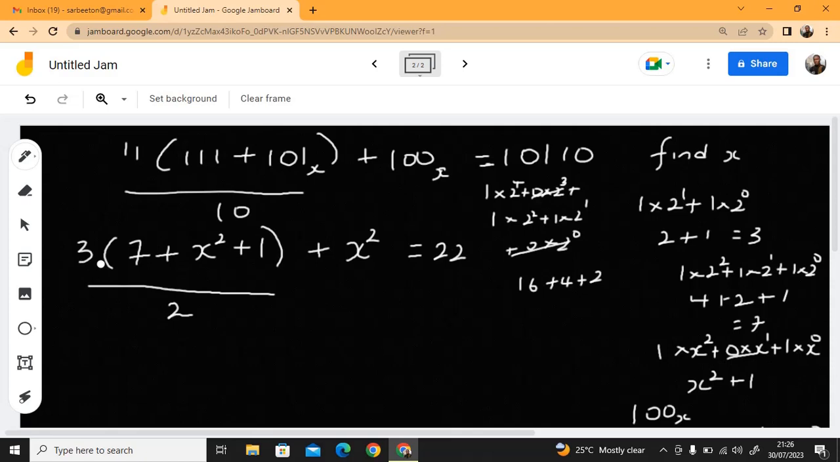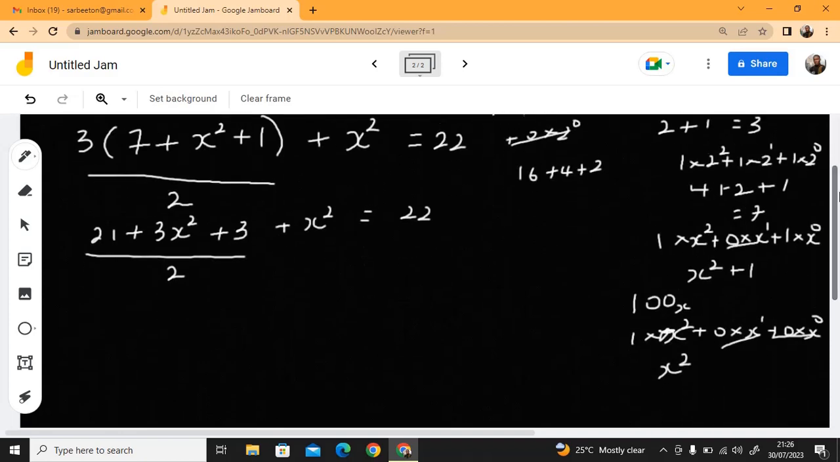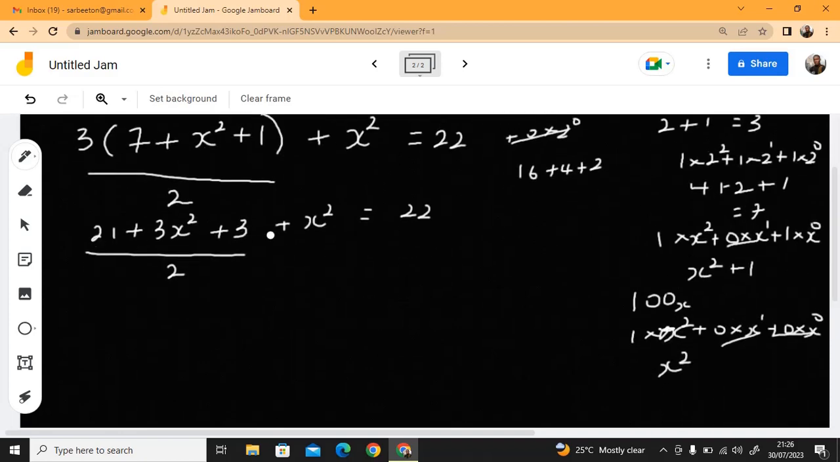So let's expand this thing. 3 times 7 is 21 plus 3 times x squared is 3x squared, right? 3 times 1 is 3. All over 2 plus x squared is equals to 22. Now you can still go further. Let's collect like terms at the top. That is 21 plus 3 is 24. So you have 24 plus 3x squared all over 2 plus x squared is equals to 22.